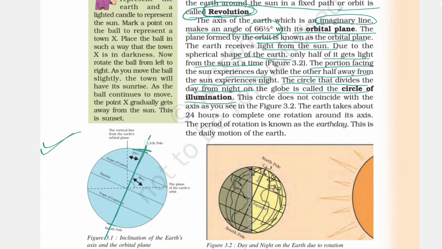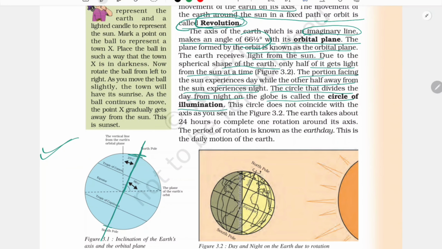As it is tilted, see this line, which is an imaginary line. This is the orbital plane, here is the Tropic of Capricorn, and here is the equator. From here to here, the angle between the orbital plane and the axis is 66.5 degrees.